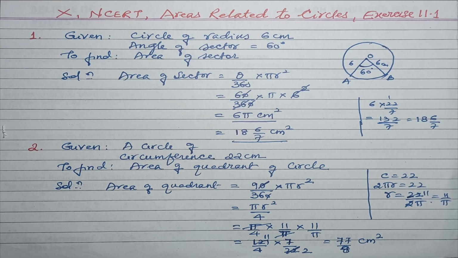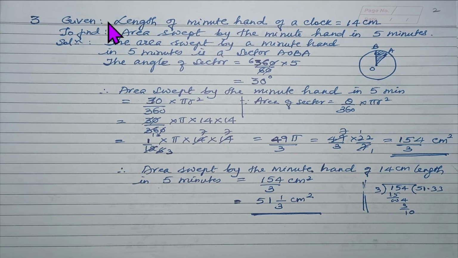Now coming to the next example, example number 3. The length of the minute hand of a clock is 14 centimeters. We have got the minute hand of the clock here with a length of 14 centimeters. Now we have to find the area swept by the minute hand in 5 minutes. That means we have to find the area of the sector ABOA. So let us see how to do that.